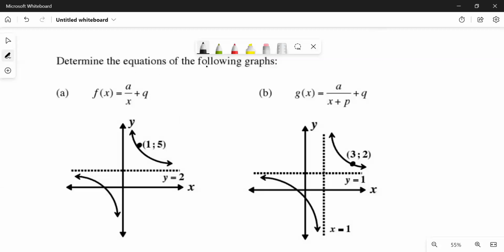So it's like determine the equation of the following graphs. This one here is a hyperbolic function. I can do number A or number B, and whichever one I do, you will do the other one as classwork. So which one should I take? A or B? Let me take B then.